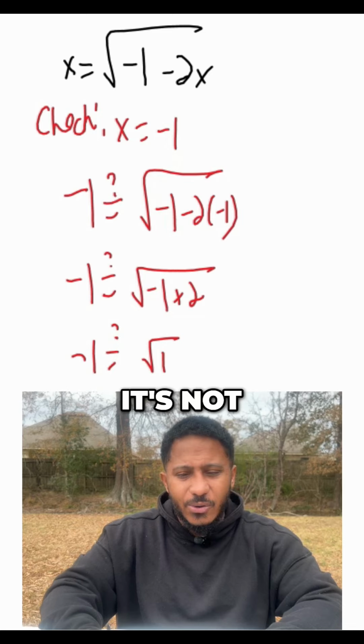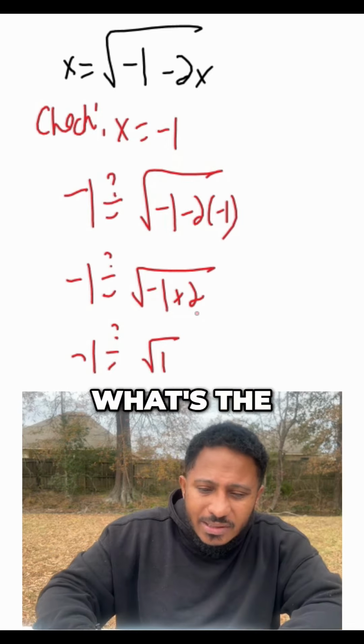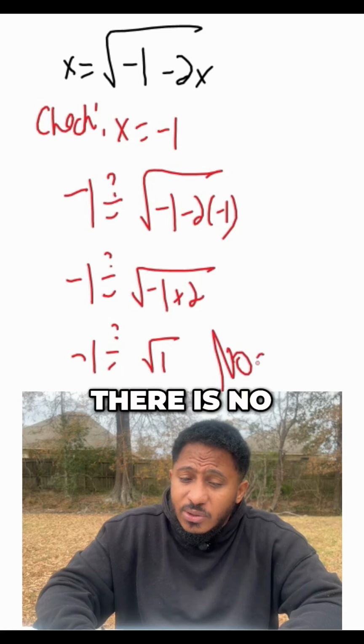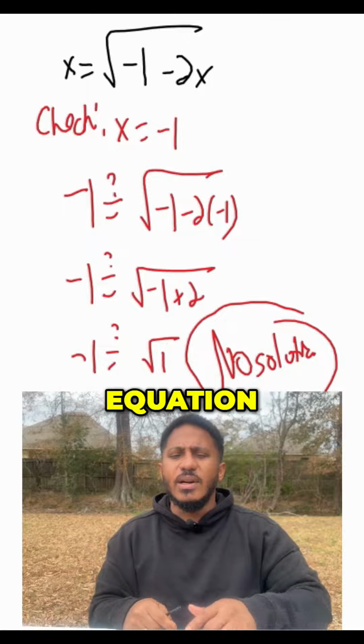It's not. Okay. So in this case, we would have what's called an extraneous solution, meaning what's the actual solution to this equation? There is no solution. Okay. There is no solution to this equation. It's an unsolvable equation. Okay.